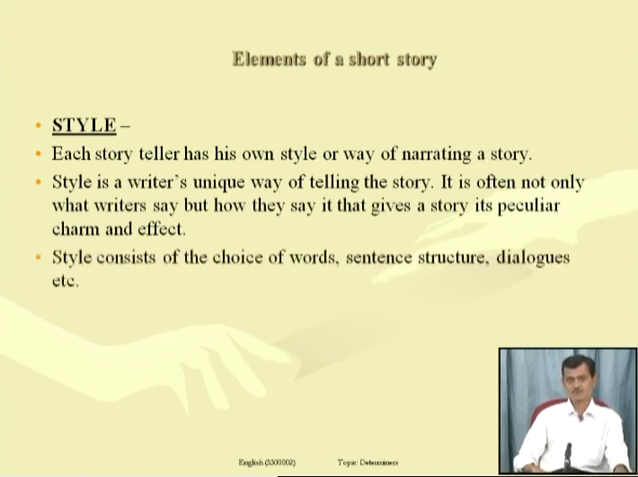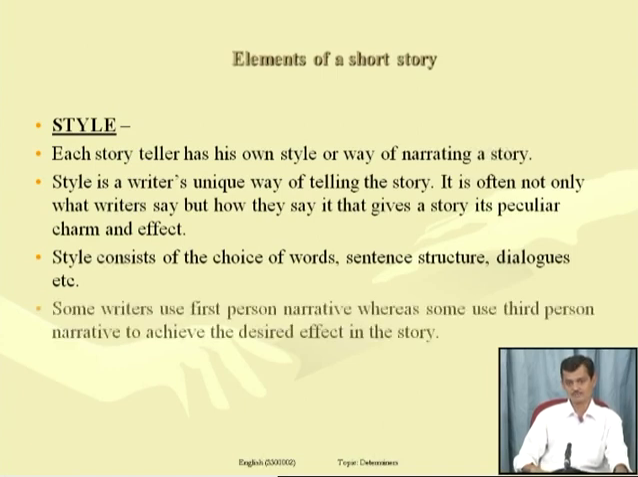Style consists of the choice of words, sentence structure, dialogues, etc. What kind of words are particularly chosen? Some authors deliberately make use of certain adjectives. A particular sentence structure is chosen to convey a particular idea. And dialogues: some writers make ample use of dialogues, while some writers make very less use of dialogues and they prefer to describe what is happening in the short story rather than making use of dialogues.